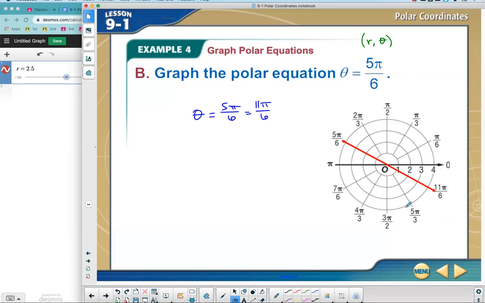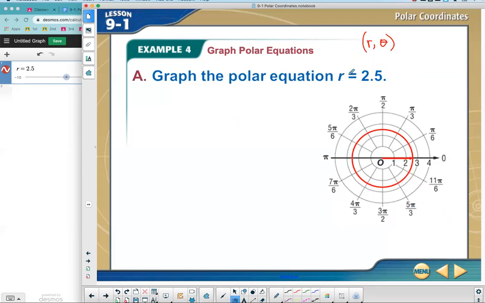You know, I did not show you earlier. How would you convert this? If you're like, how would you get this? What's the algebra behind this? Well, r, by rule, r equals the square root of x squared plus y squared. And so you could substitute that in here. The square root of x squared plus y squared would equal 2.5. Here's the math behind the graph here.